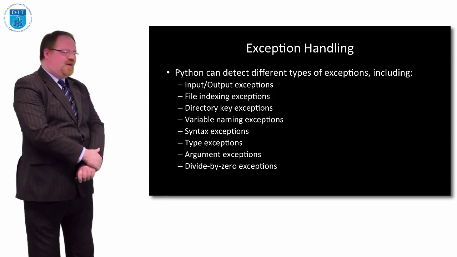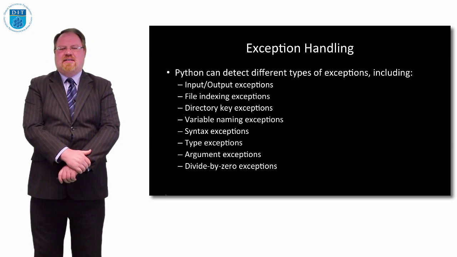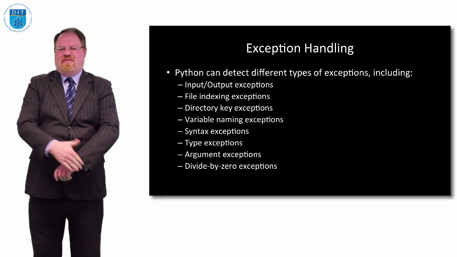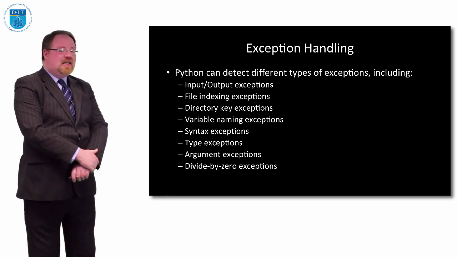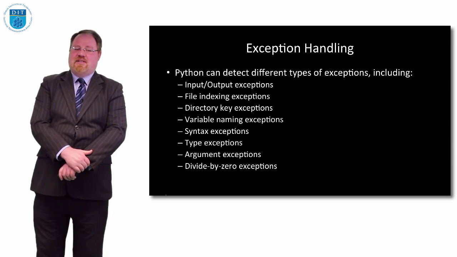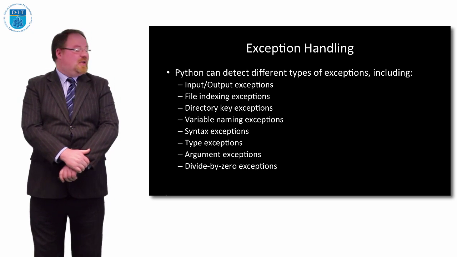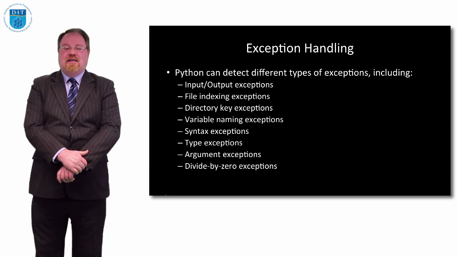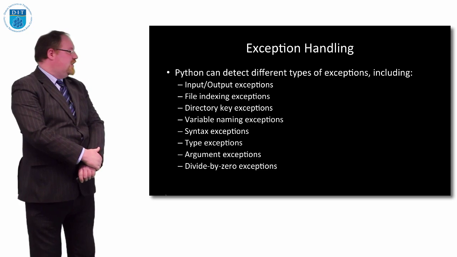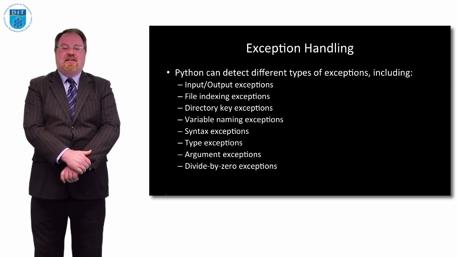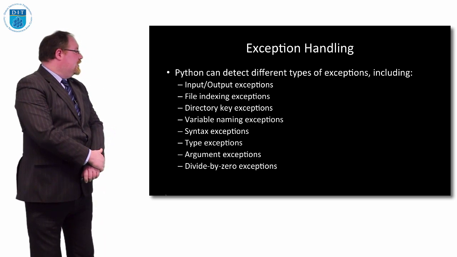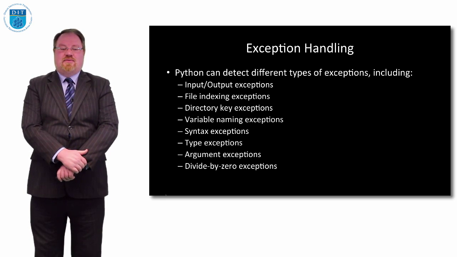There are all kinds of errors that occur though, and Python is able to detect what type of error or exception is occurring. It's able to detect I/O or input-output exceptions, file indexing, directory key, variable naming, syntax exceptions, type exceptions, argument, and divide by zero exceptions. So let's look at each one of those and the name Python uses.